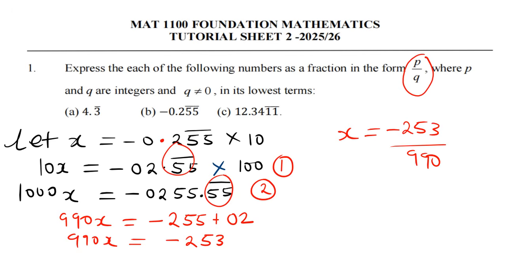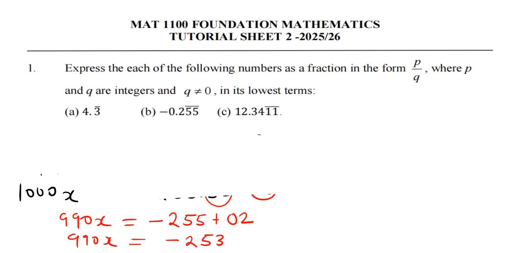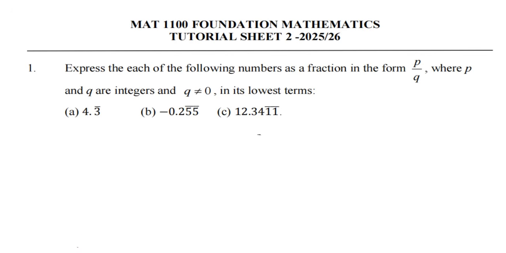Then if there's no number that can go into both of these numbers, then that is our final answer. It has been expressed in the form of p over q, where our q is not equal to 0. Okay, basically those are rational numbers.